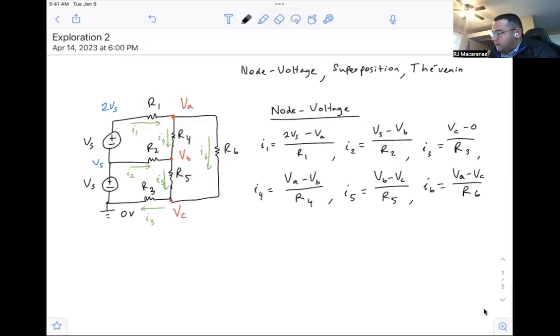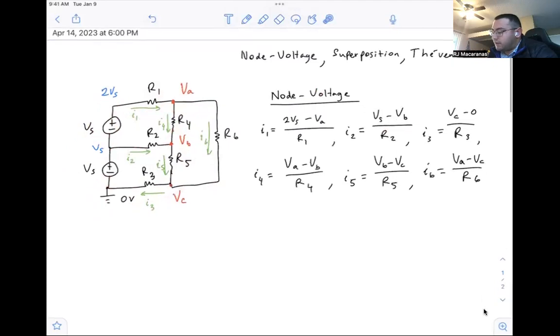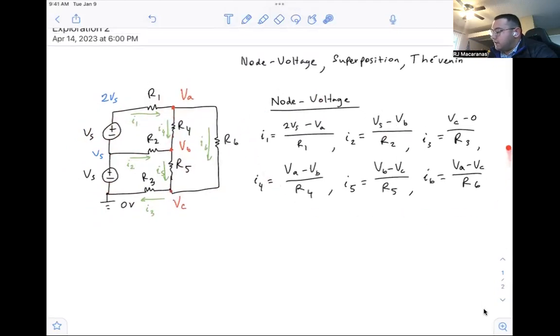Okay, so we started off, we labeled our reference, and then from our reference, we figured out what we do know, right? So we know that this is VS, this is 2VS, and then we label the nodes that we don't know, VA, VB, and VC, and then we label all the currents that are going through each element, except the voltage sources, because we don't really care about these. These are all given to us. We want to figure out these currents. We want to write out these currents in terms of the node voltages.